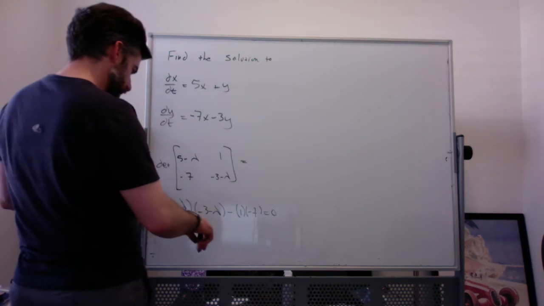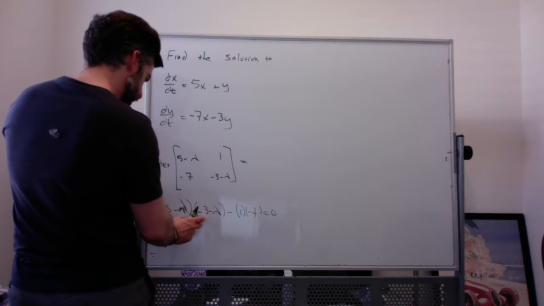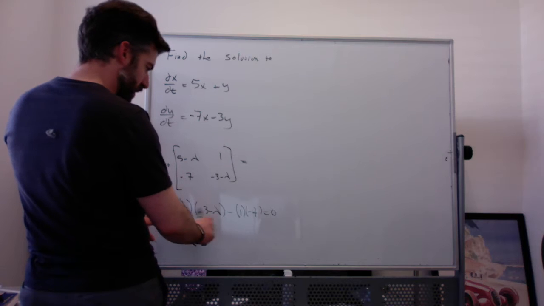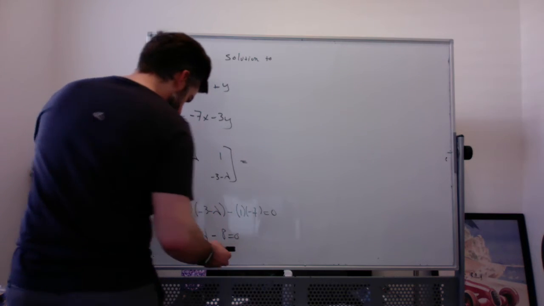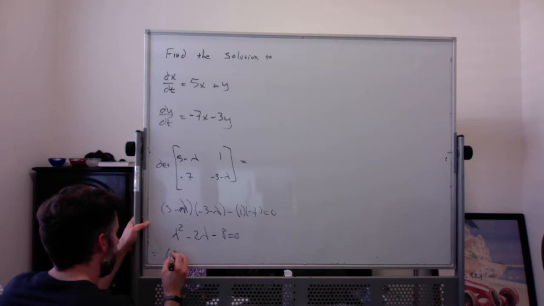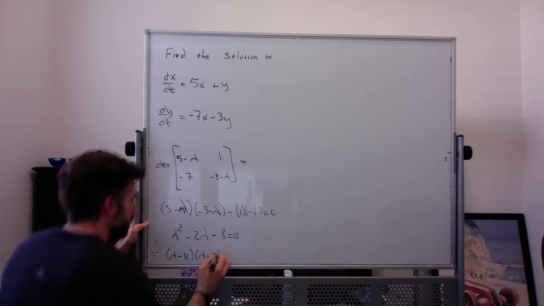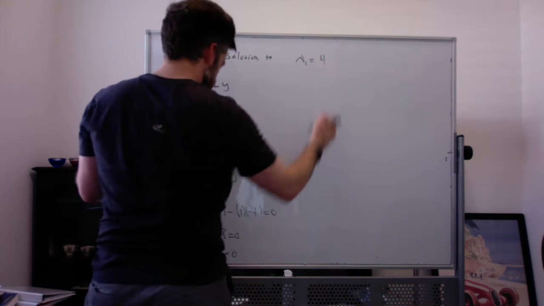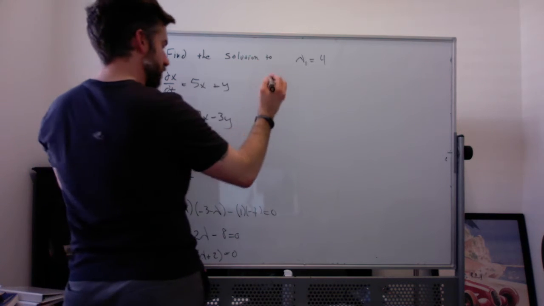So we got, let's see, negative lambda times negative lambda is lambda squared, plus 3 lambda minus 5 lambda is minus 2 lambda, and then minus 15 plus 7 is minus 8, equals 0. Factoring that, we get lambda minus 4 times lambda plus 2, equal to 0. So we've got lambda 1 equal to 4, and lambda 2 equal to negative 2. For lambda 1 equal to 4, let's find the eigenvectors.